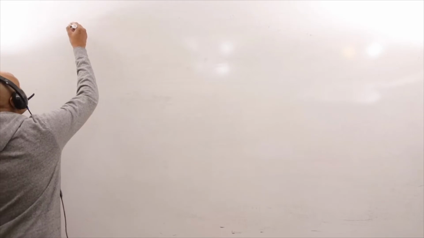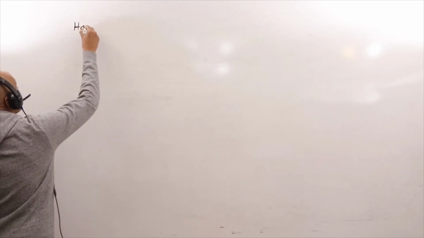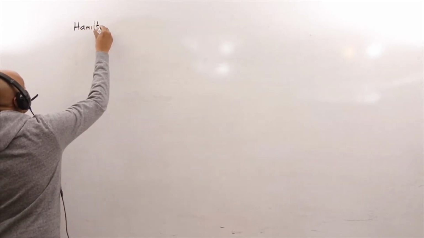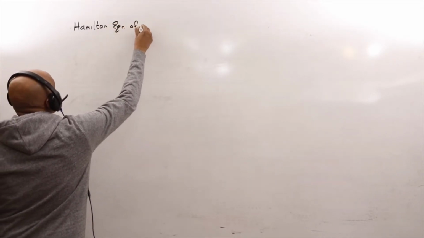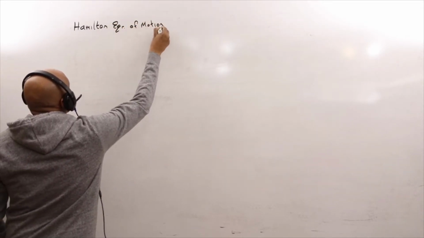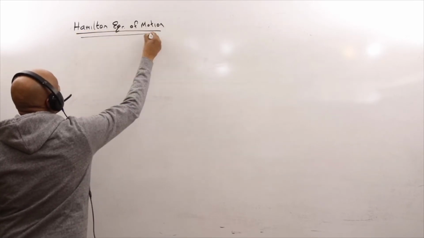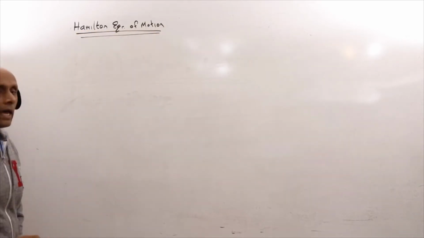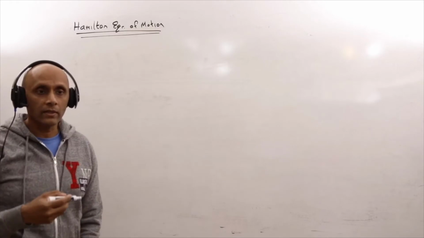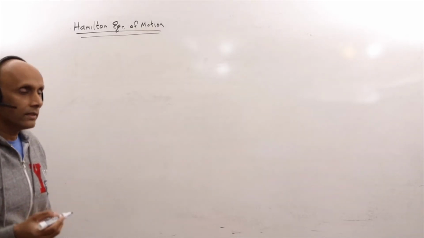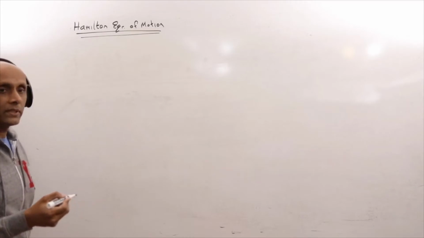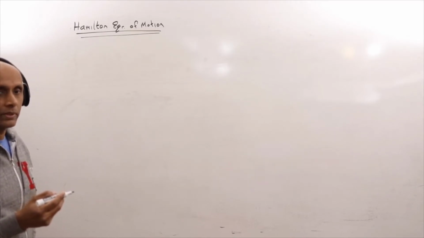So in this video, I'd like to go over something called the Hamilton equations of motion. Now, to understand Hamilton equations of motion, we're going to extend our understanding of Lagrange equations of motion, but we're going to start looking at the symmetries, missing variables, specifically cyclic variables in the Lagrangian.